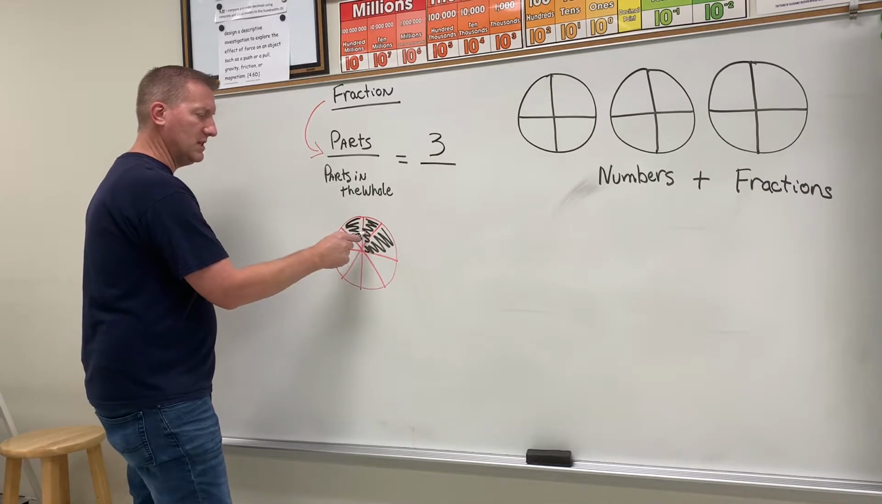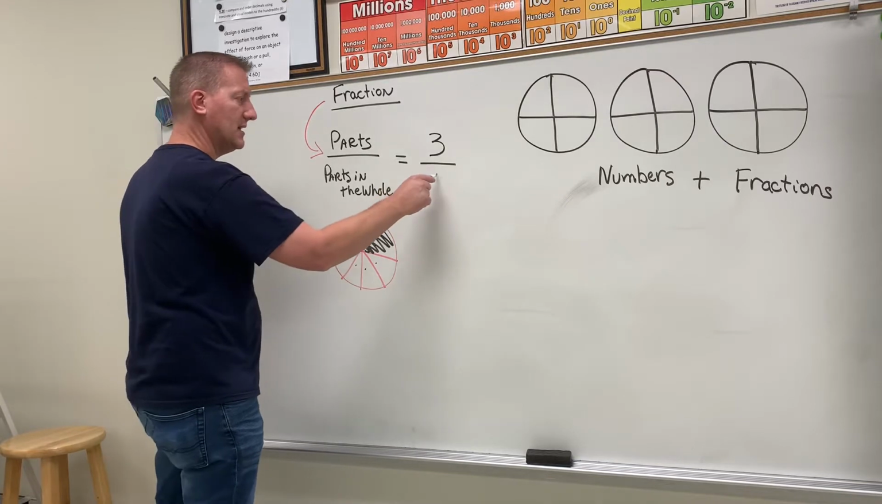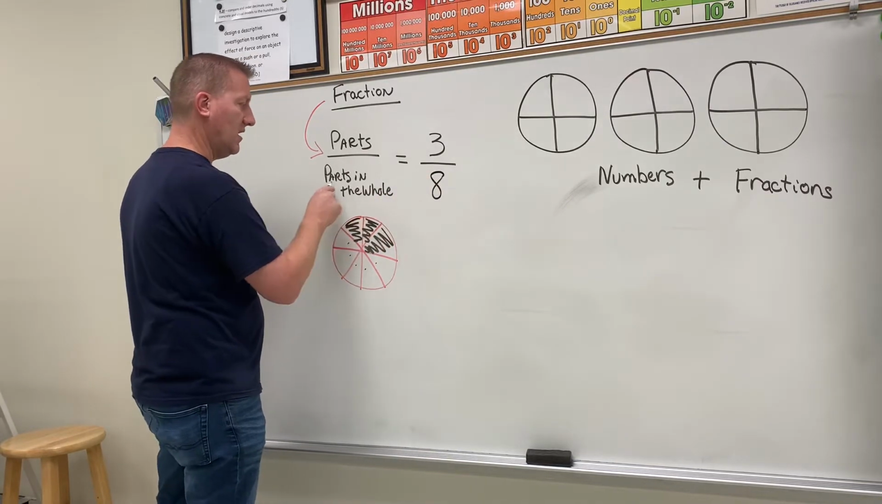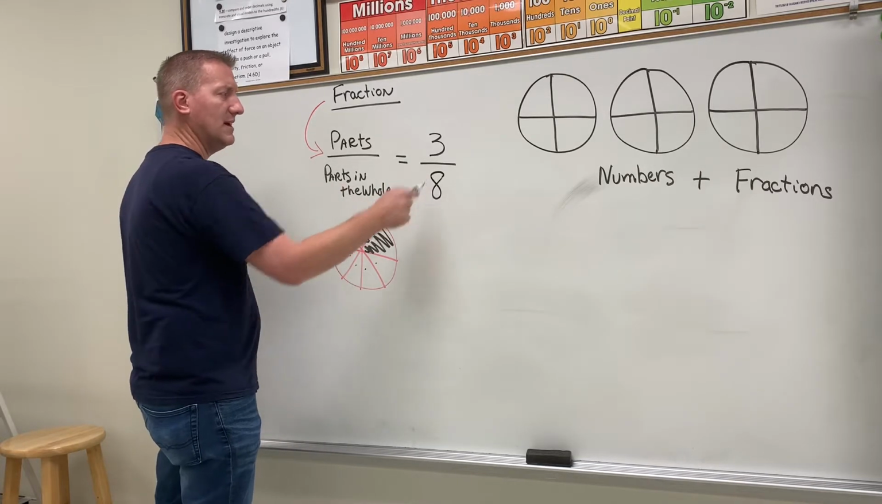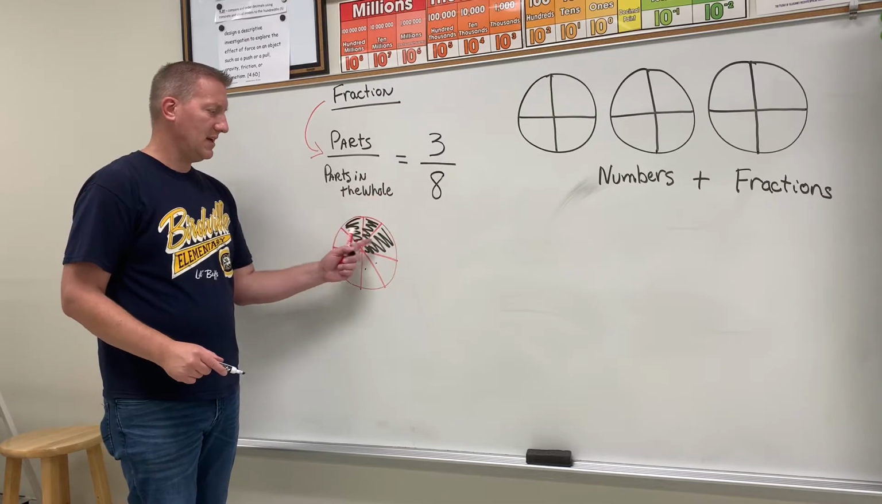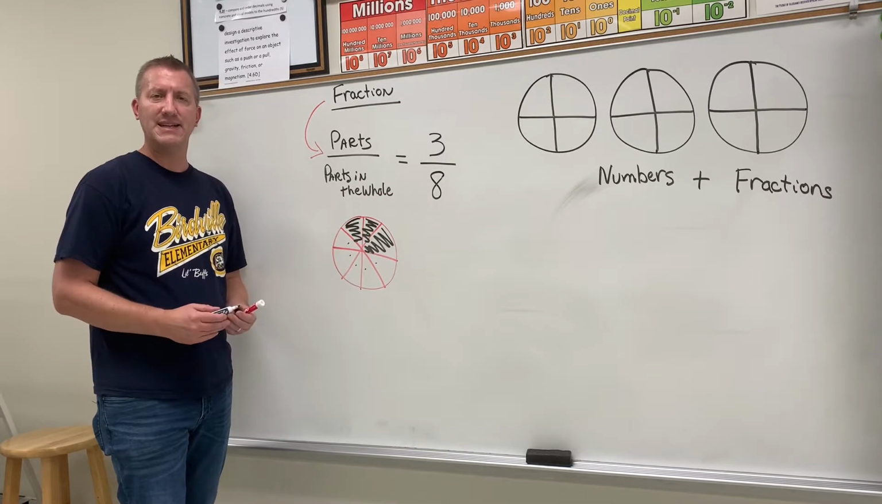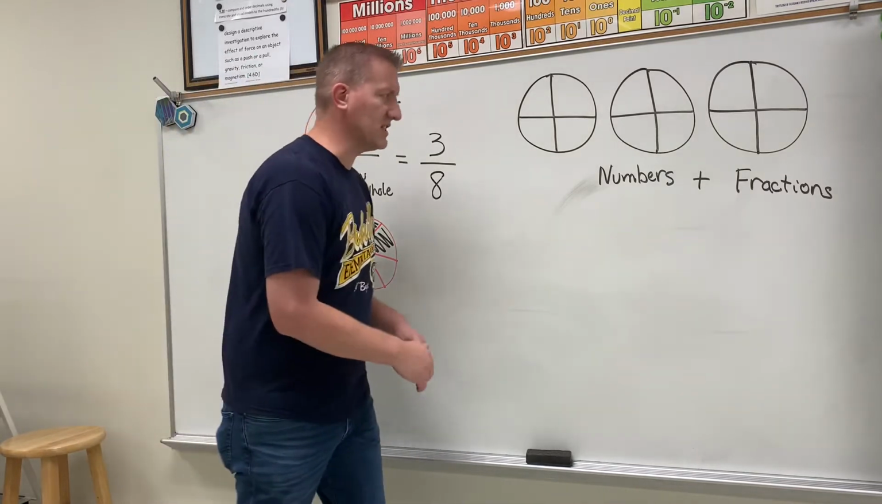And then 1, 2, 3, 4, 5, 6, 7, 8 are parts in the whole pie, parts in the whole. So the fraction shaded would be 3 parts out of 8. Okay, that's just a little review about what fractions are.